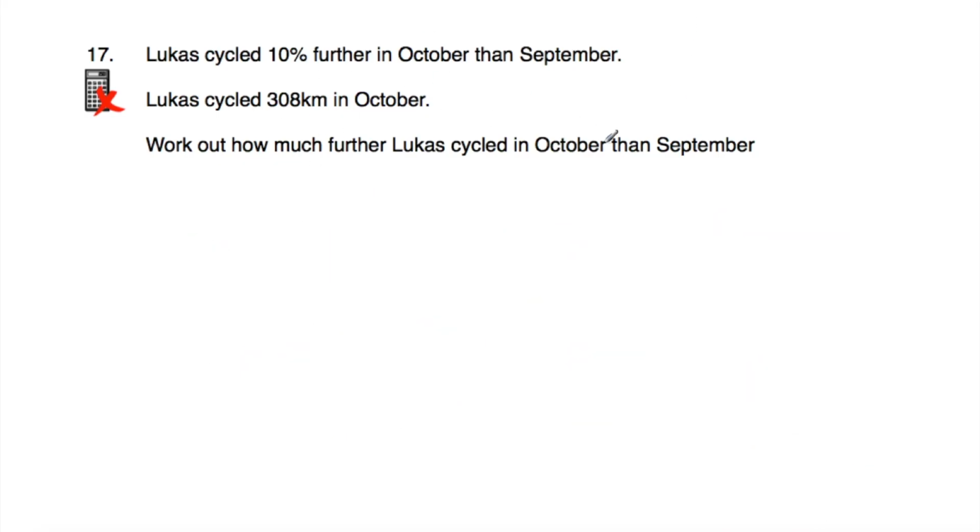Okay, now we could also approach this question using multipliers. So he cycled 10% further in October than in September. So if we've increased something by 10%, the multiplier would be 1.1. If you multiply something by 1.1, you increase it by 10%. And the answer, after it's been increased by 10%, is 308 kilometers. So if we take the 308 kilometers and we divide that by 1.1, that'll tell us what the original amount was. It'll tell us how far he cycled in September.